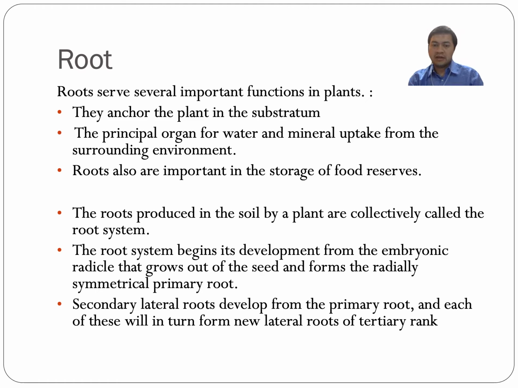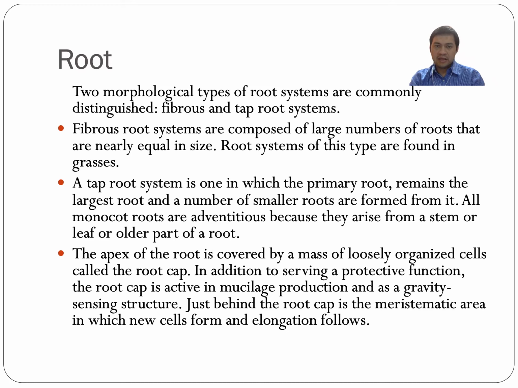So there are two morphological types of root system. The first one is fibrous, and the second one is the taproot system. So what is a fibrous root? The fibrous root is composed of large numbers of roots that are nearly equal in size. The root systems of this type are found in grasses.